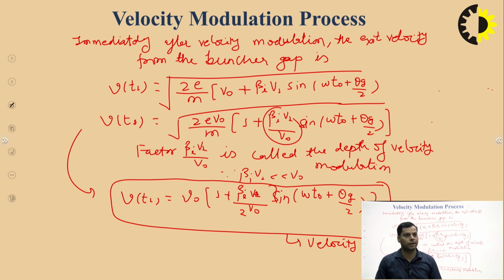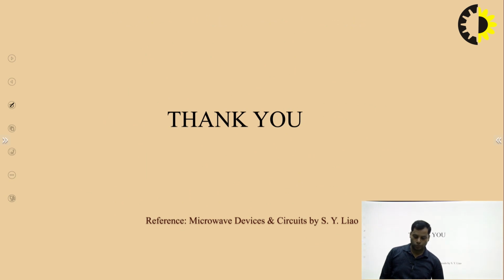In this way we can explain the velocity modulation process for the two cavity klystron amplifier in the buncher gap or buncher cavity. So, this is now from my side regarding the microwave tubes and the bunching process for the velocity modulation in the buncher cavity for two cavity klystron amplifier.